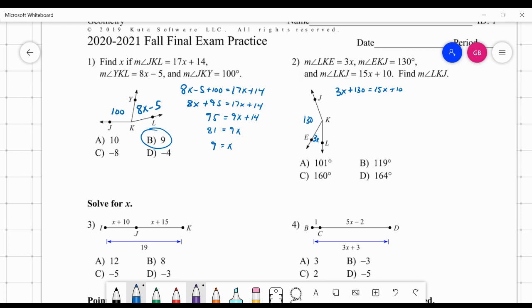Okay, if I subtract 3x from both sides, subtract 10 from both sides, and then divide by 12, I know that x is 10. So to find the measure of angle LKJ, I'm going to substitute the 10 for x, which is going to be 150 plus 10, which is 160. Option C.